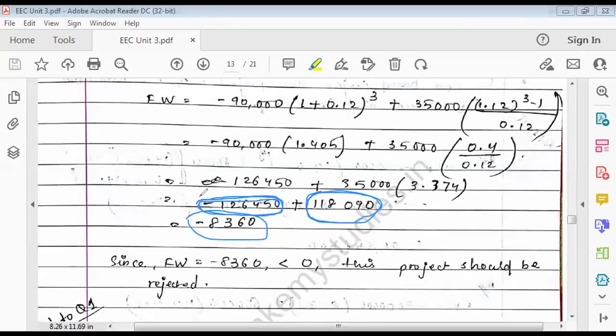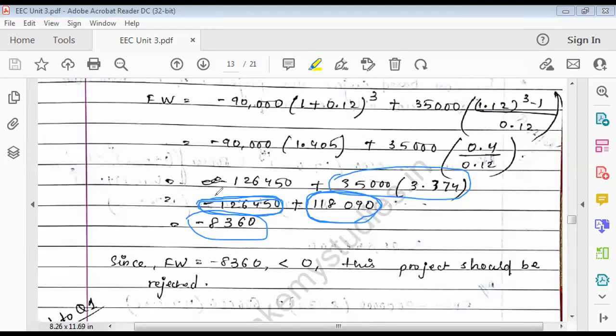Yes, sir. Okay, so now you need to understand. 1,18,090, where did it come from? It came from this 35,000 times 3.374. 3.374 is the value of the formula 1 plus r whole to the power t minus 1 whole divided by r. So putting the values, finally you got 1,18,090. What is that? That is the future worth of your return. This is your return's future value, 1,18,090. What is this?